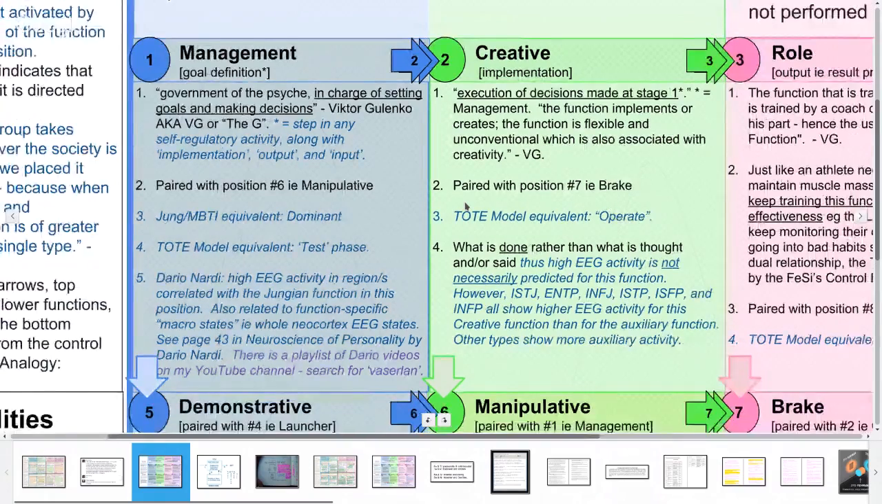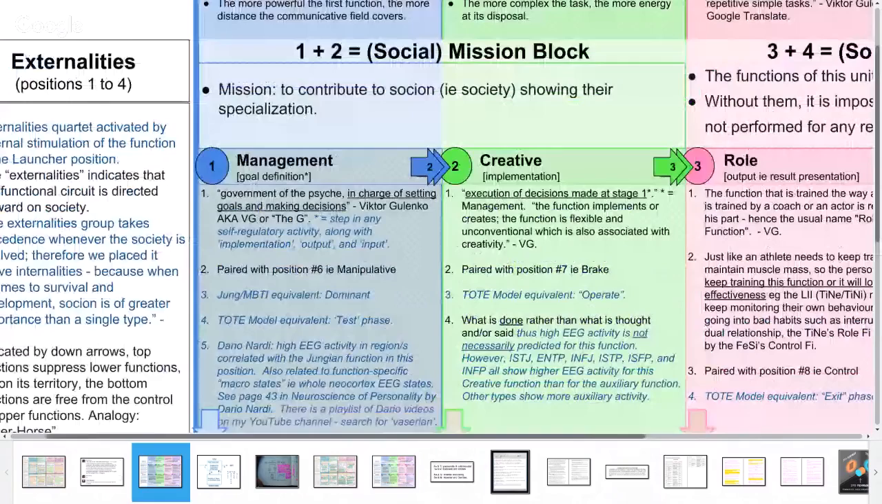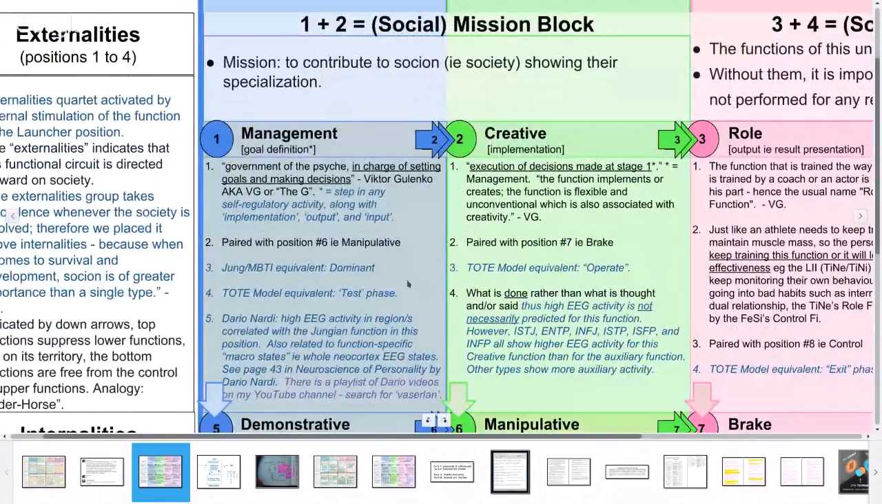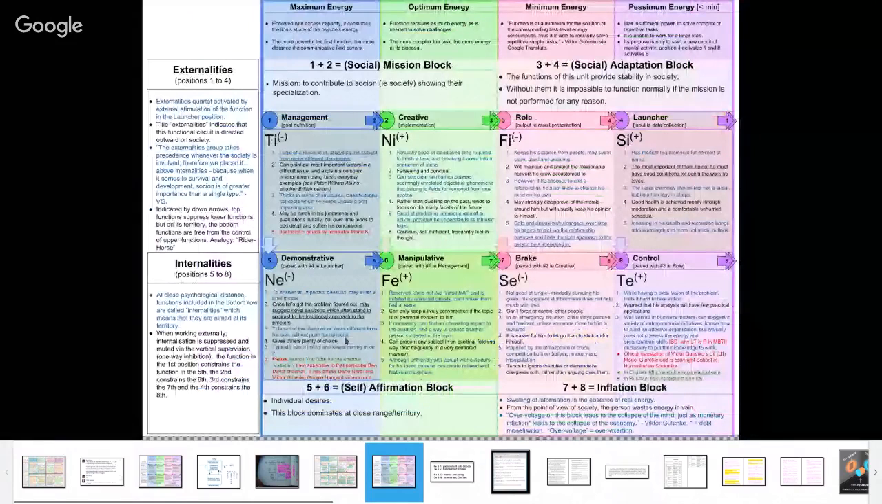So it's joined together, the social mission block. So if you think of ESFP as the politician, you've got extroverted sensing with extroverted feeling. So now we've talked about that. Now I can go to the actual profile of this block.